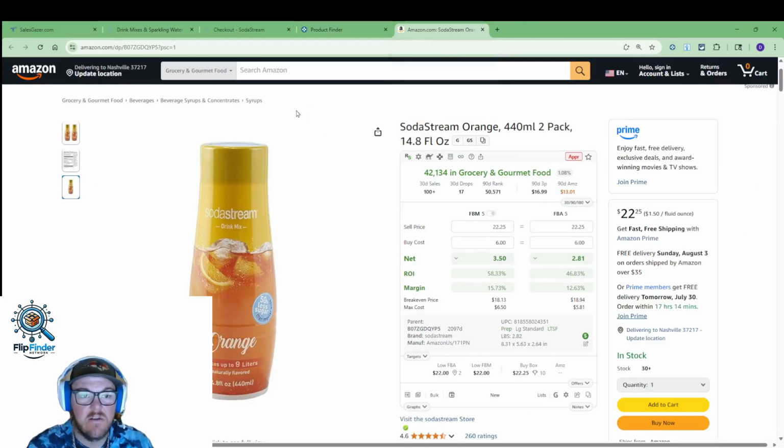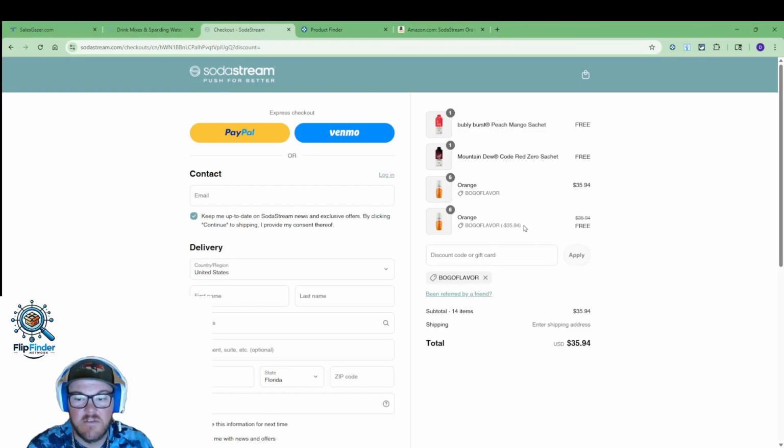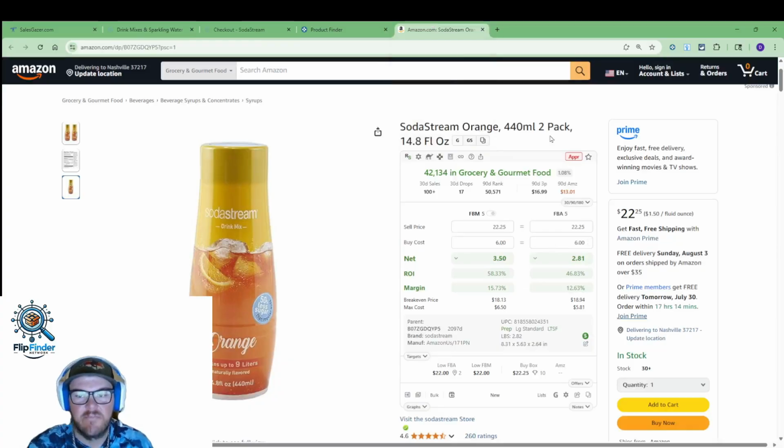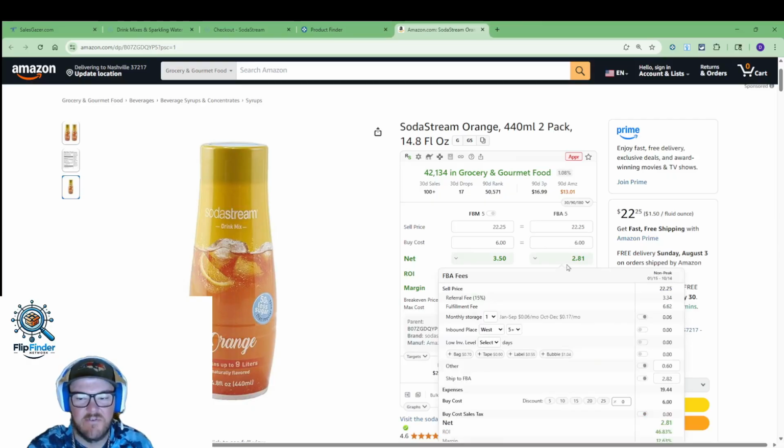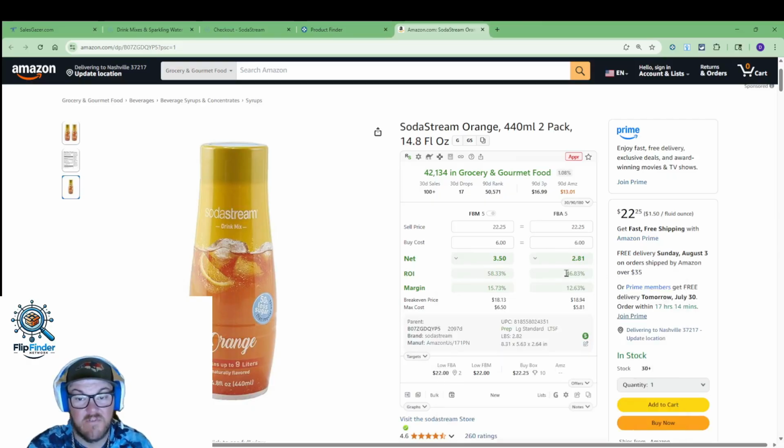You can see here in my checkout, I just double checked to make sure that this coupon actually worked because sometimes they don't, but it did for today. So I'm getting these orange soda at about $3 a piece. This is a 2-pack, so I'm looking at $6 total cost for two. I'm buy boxing at $22.25, and basically that's going to give me just under a $3 profit, 46% ROI.